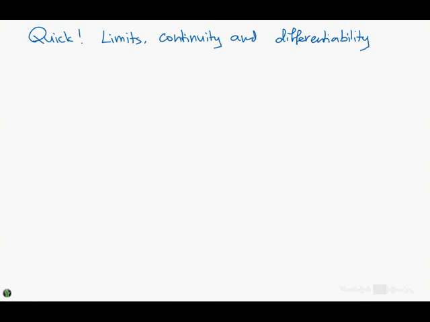Hi, my name's Abe, and in this video we're just going to give you a quick refresher on limits, as well as quickly introduce continuity and differentiability in really simple terms. Alright, so very quickly, just onto limits.